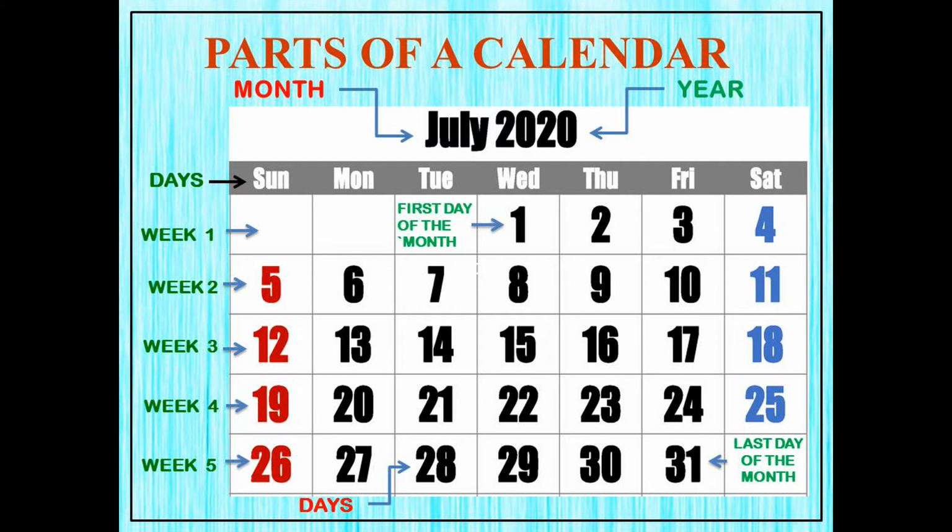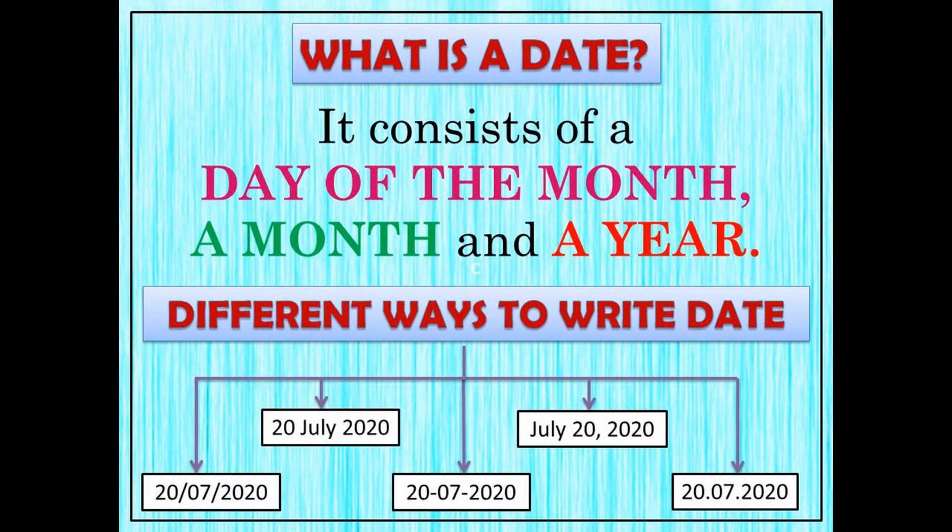And from this calendar we can find out there are 5 weeks. So in the month of July we can say there are 5 weeks. So this page gives us the complete view of the month of July. So now you are familiar with different parts of a calendar. Let's talk about the date.